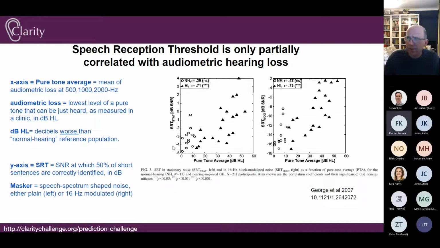The y-axis in this case is SRT, which is the signal-to-noise ratio at which 50% of short sentences are identified. In the Carity experiments, we used longer sentences, so in those the SRTs might probably be slightly higher, but it's a good example. It's a good scale of typical speech intelligibility. The left-hand panel is just for plain speech-shaped noise, and the right one is where it's modulated.